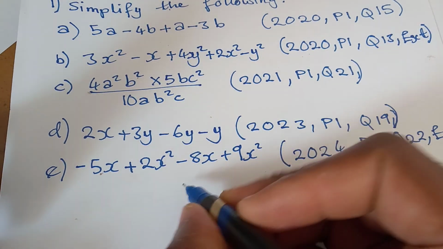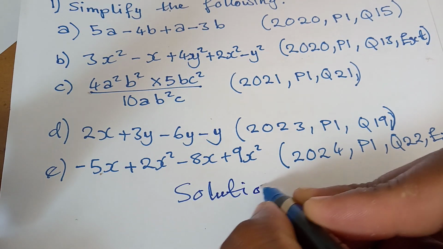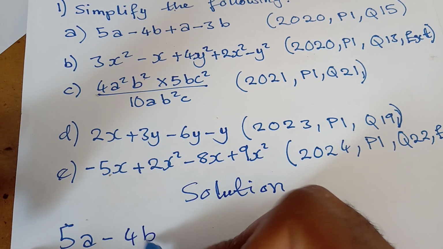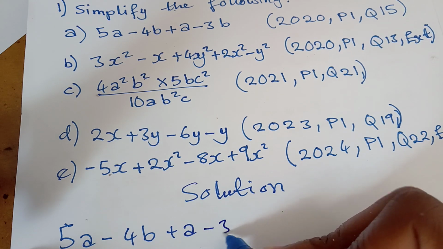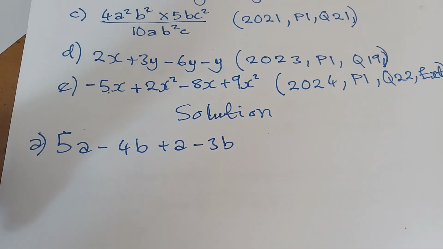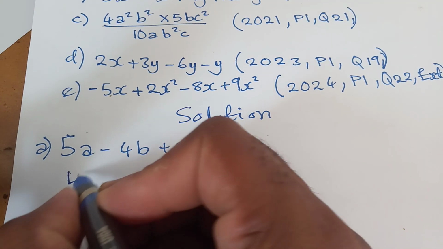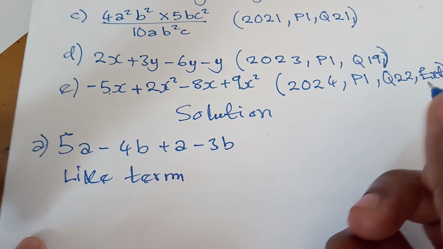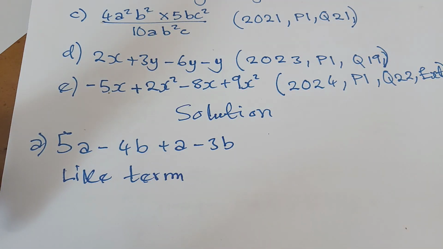To simplify this, we have 5a minus 4b plus a minus 3b. This is question A. So now, the first thing you want to do when you have an expression like this is put all the like terms together. So let the apples be with the apples, the bananas with the bananas, the chickens with the chickens, the eggs with the eggs. That's the whole idea.